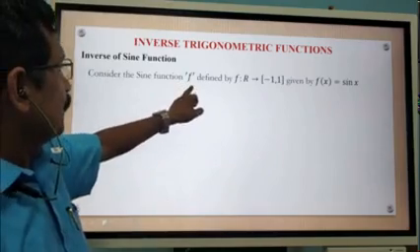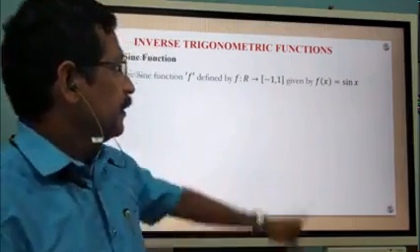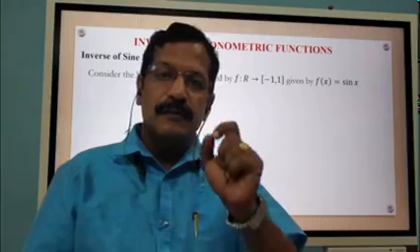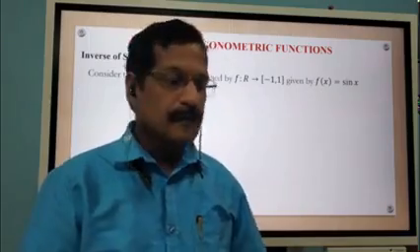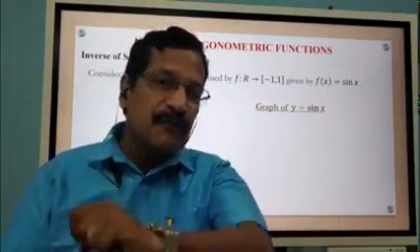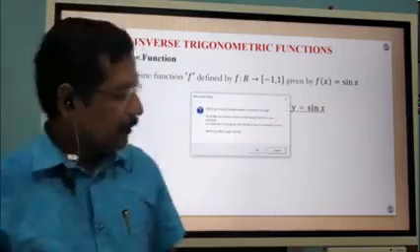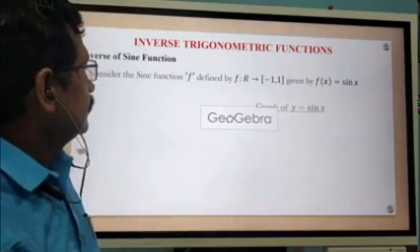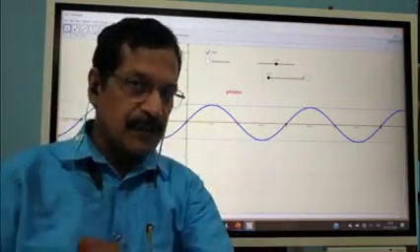Consider the sine function f defined by f from R to the closed interval [-1, 1], given by f of x is equal to sine x. We have to find the inverse of this f of x equals sine x. Let us take the graph of sine x. My question is whether the sine function is a bijection.